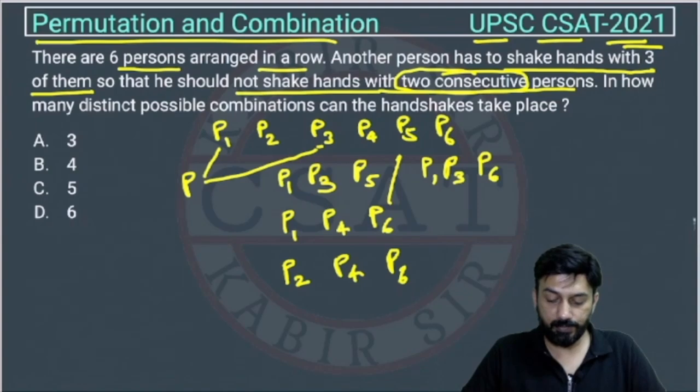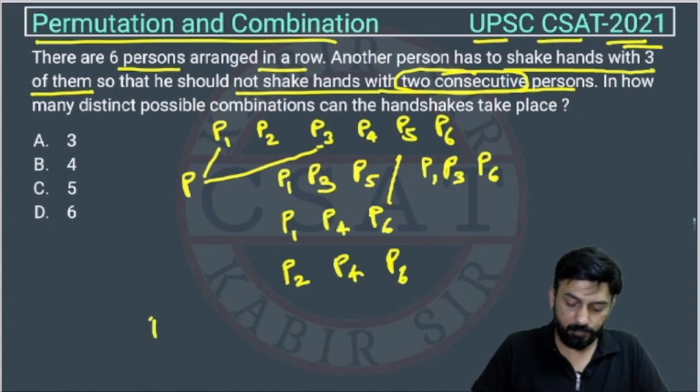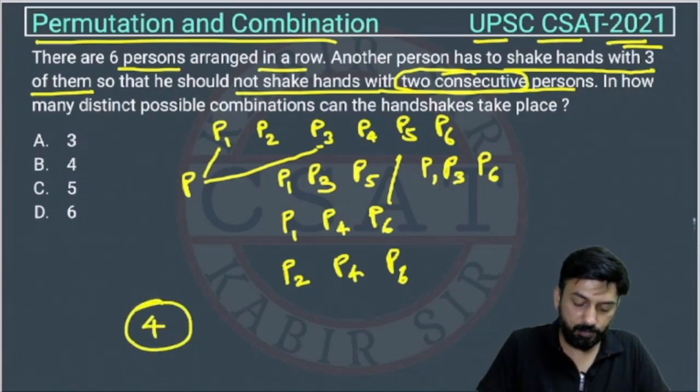So how many cases are there? First, second, third, fourth. So there are 4 possibilities. So the answer is option B.